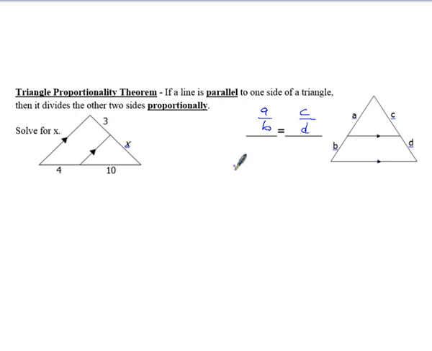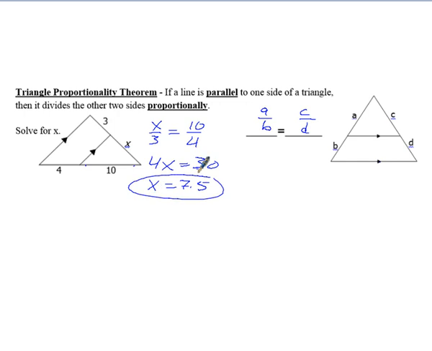So let's apply that over to here to solve for x. Knowing that these two lines are parallel, we have to have them marked parallel. We would say something like x is to 3 as 10 is to 4. Cross multiply just like we have been doing and solve for x. And when we solve for x, we get that x is equal to 7.5.